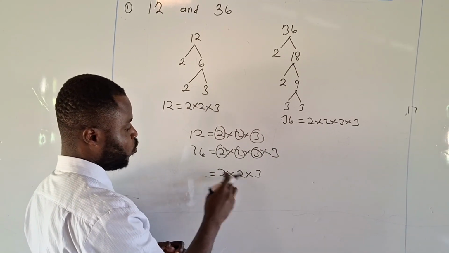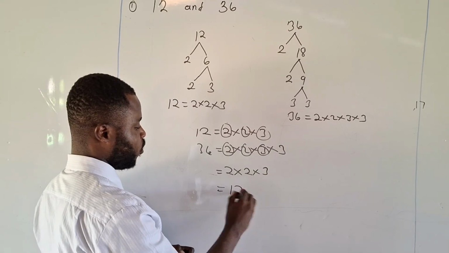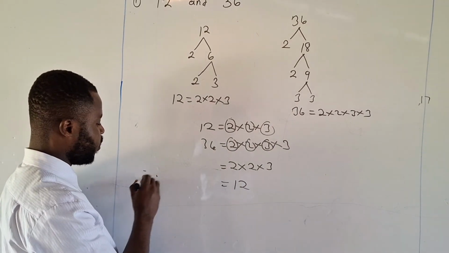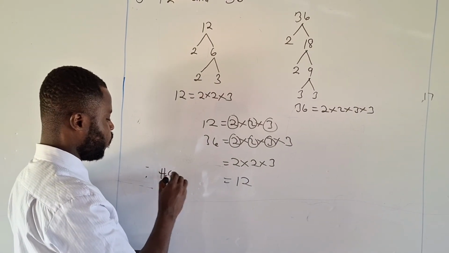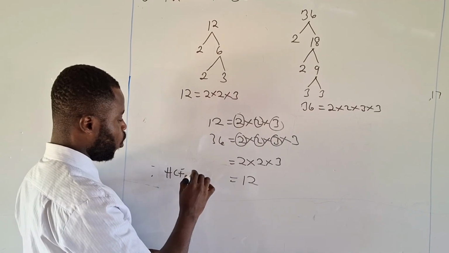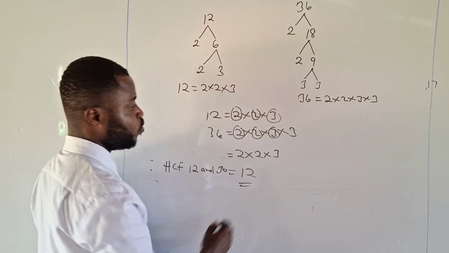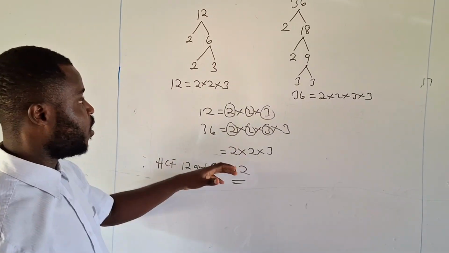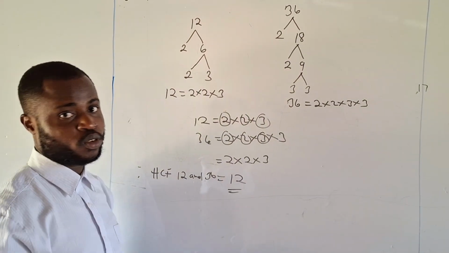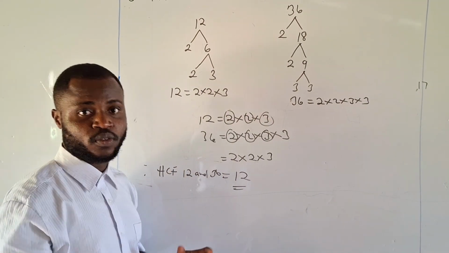So 2 times 2 is 4. 4 times 3 is 12. So we can conclude by saying therefore the HCF for 12 and 36 is equal to 12. So this is the HCF for 12 and 36. This is how we select the HCF for given numbers.